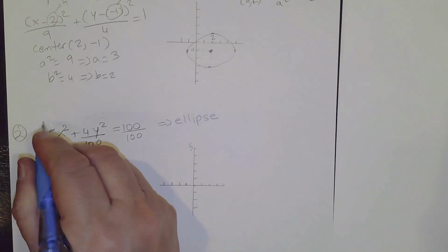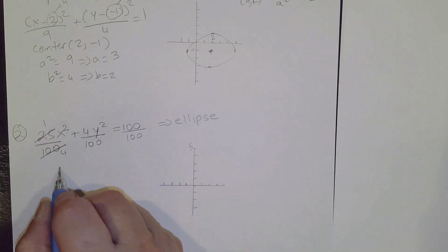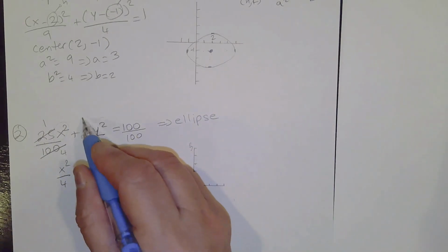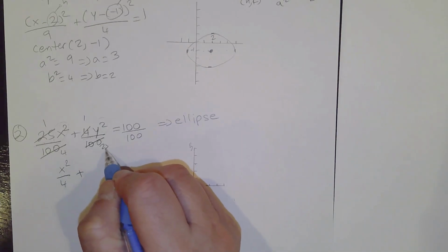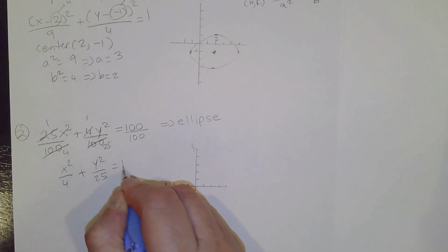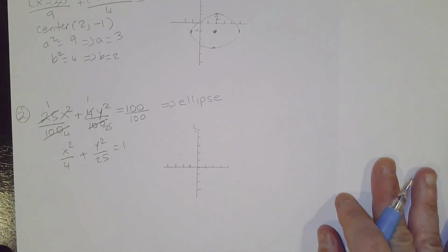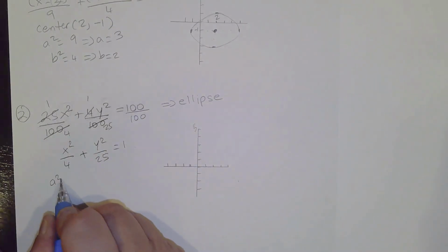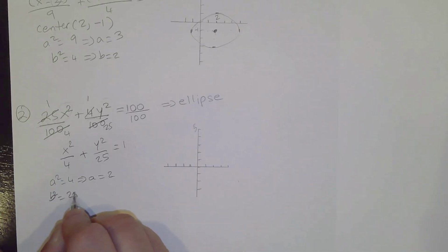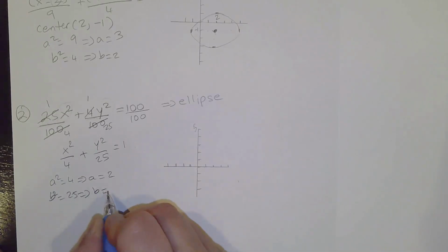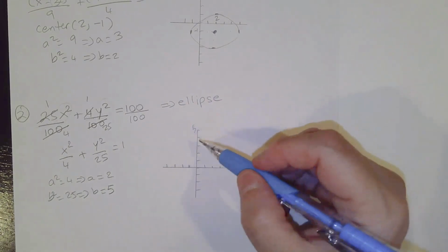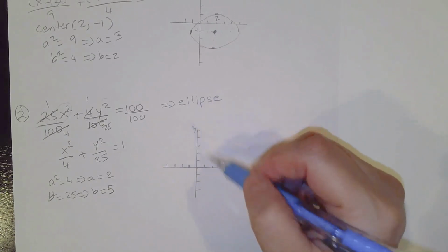Now this 25 cancels. So you end up with x squared over 4. And this one cancels as well. This divided by 4 is 1. 100 divided by 4 is 25. So you have y squared over 25 equals 1. Okay. Now, a squared is 4. That means a is 2. And b squared is 25, which means b is the square root of 25, or 5. If you notice, a is less than b, which means we're going to have a vertical major axis.